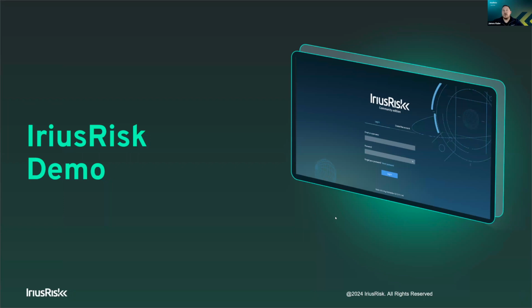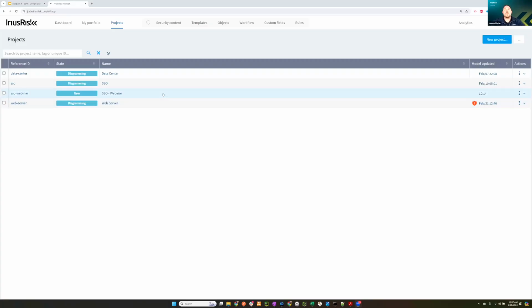I'm just going to pause the share for a second and swap over to IriusRisk. So how does that change into a representation within IriusRisk? Now, depending on the scope of my diagram, that's going to change how much context I need to provide inside of that diagram. Back into our SSO project.